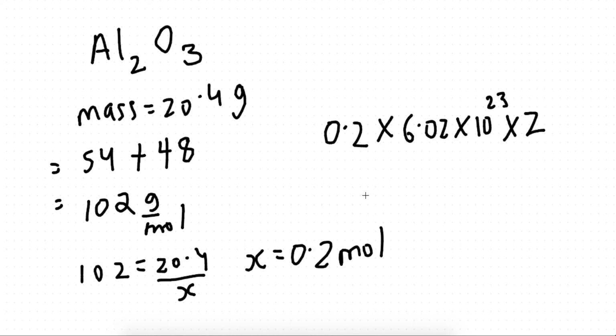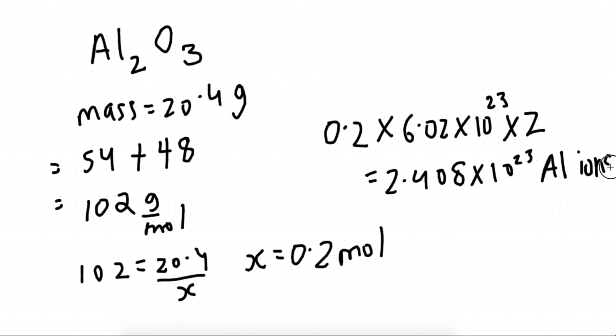If it was just molecules, it would be 0.2 times 6.02 times 10 to the power of 23. You get it, guys? Multiply this, what do you get? 2.408 times 10 to the power of 23 aluminium ions. You get it, guys? Awesome. Thinking critically. We're almost there. 2 questions to go.